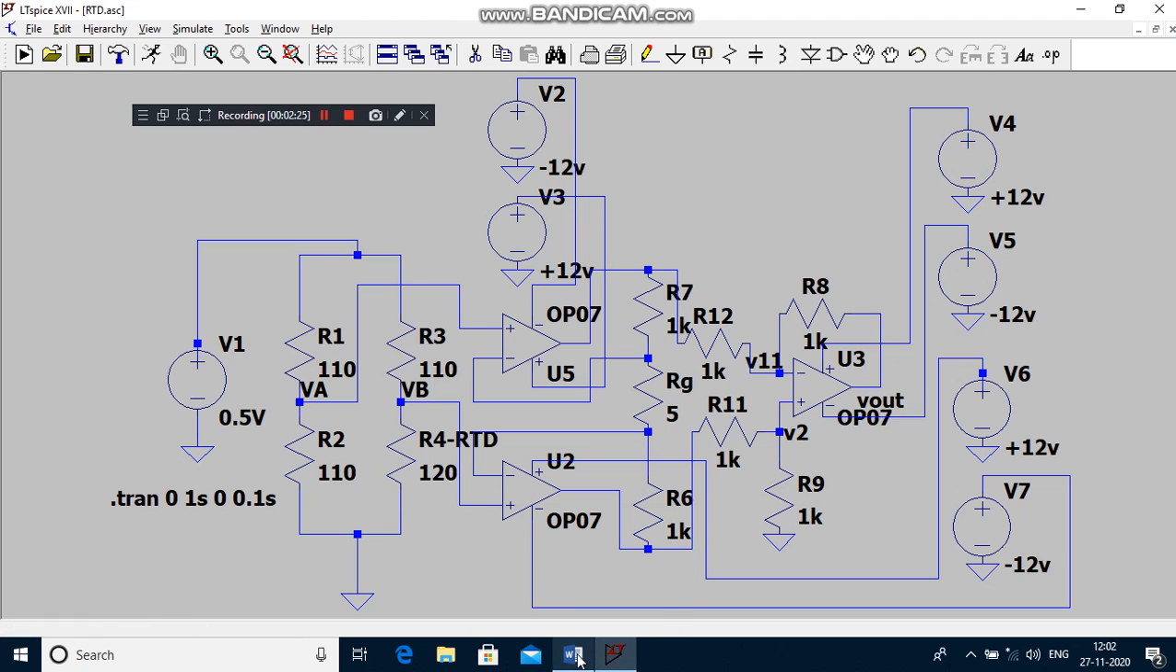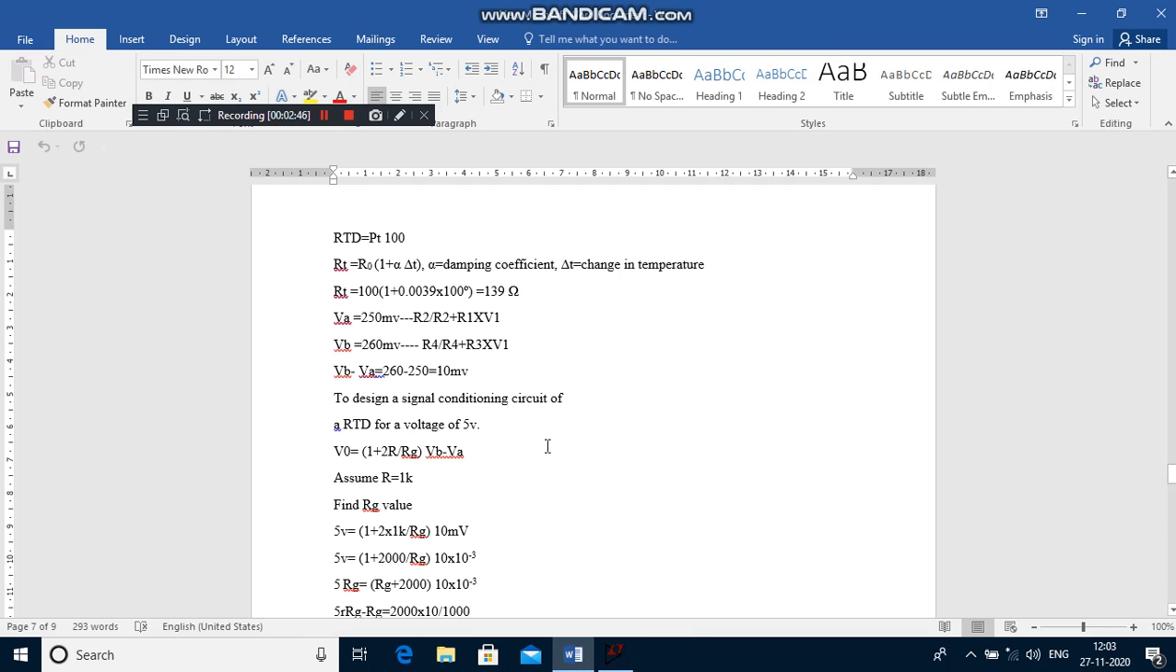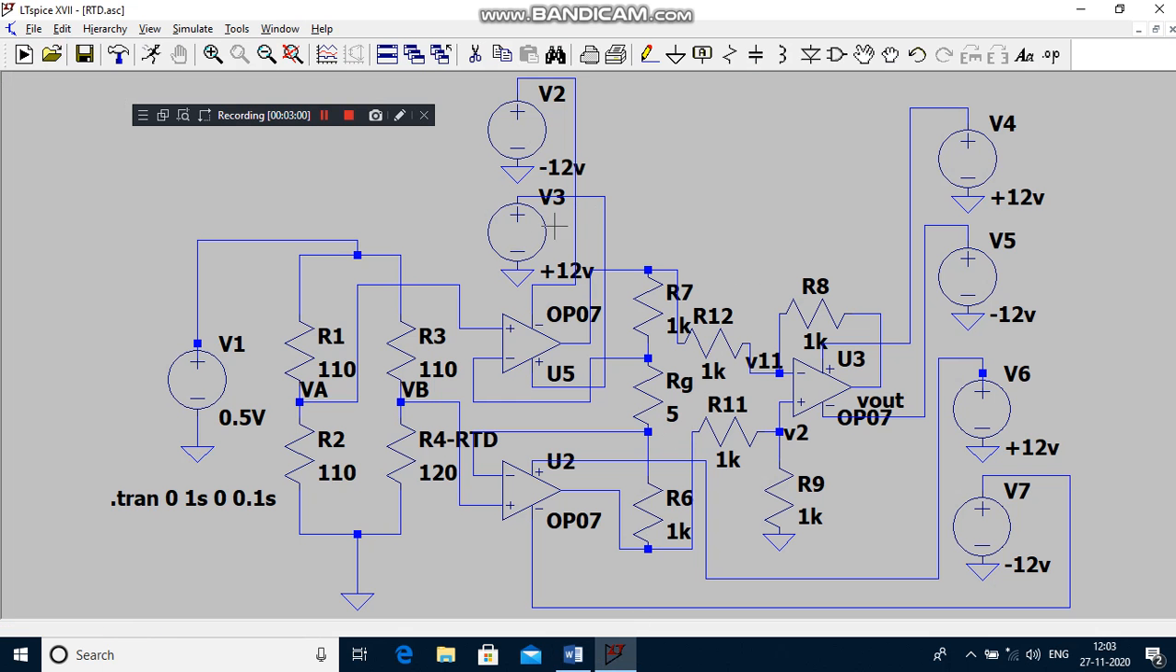Okay. So after finding the bridge output voltage, you have to design a signal conditioning circuit for this RTD. Here we are using an instrumentation amplifier to boost up the voltage from millivolts or microvolts, that is the sensor output, into volts. Okay. How to design an instrumentation amplifier? So we have to design a signal conditioning circuit for 5 volts. What is the formula? V0 is equal to 1 plus 2R by RG into the differential bridge output voltage Vin.